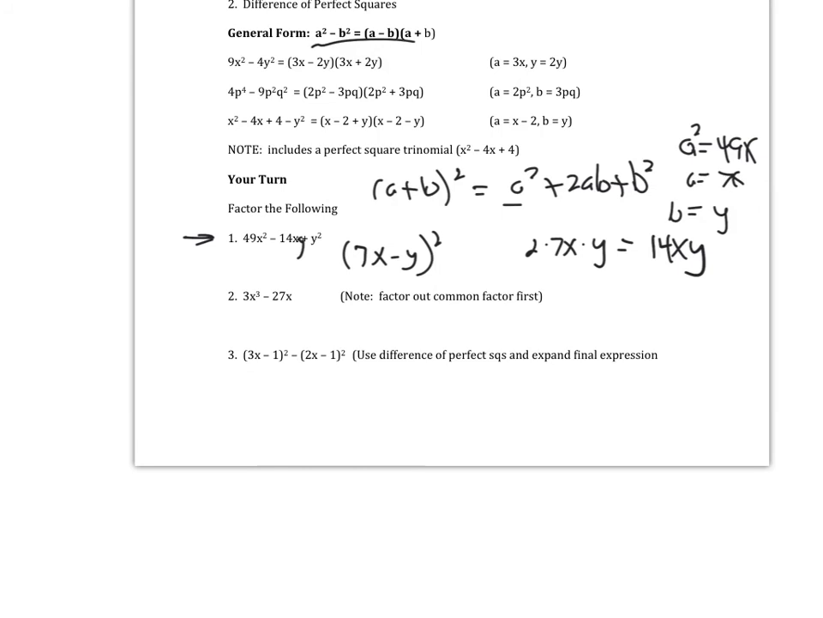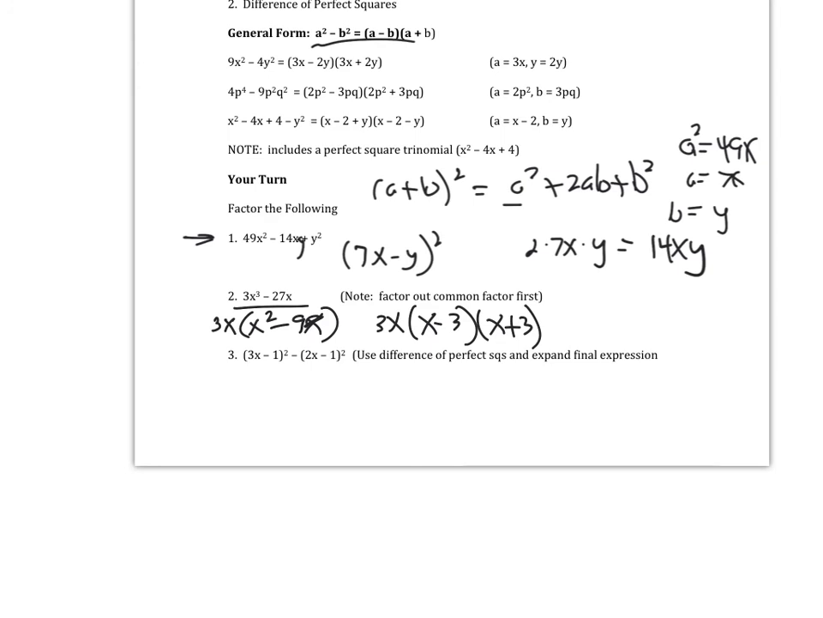All right, the next one. The first thing, and this will always be the first thing when you're factoring, is look for any common factors. Well, we can factor 3x out of this, leaving us x squared minus 9. And that's the difference of perfect squares, so we end up with 3x times x minus 3 times x plus 3.